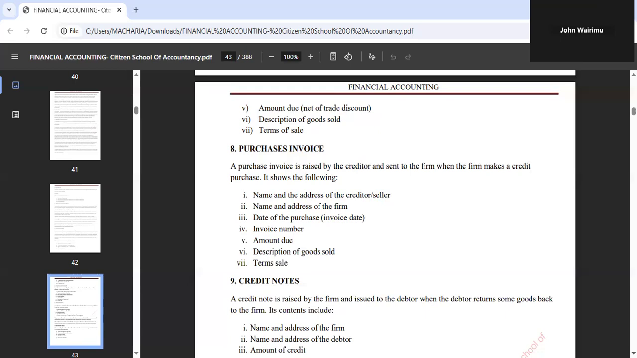In a sale invoice, the seller is the one issuing to the buyer. A purchase invoice is the buyer issuing, but in this case it is when the transaction was made on credit. A purchase invoice is raised by the creditor and sent to the firm when the firm makes credit purchases. And then there are some features that should appear.